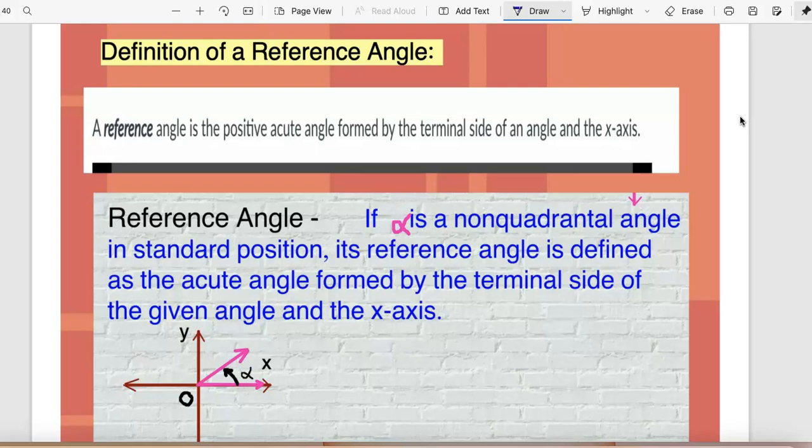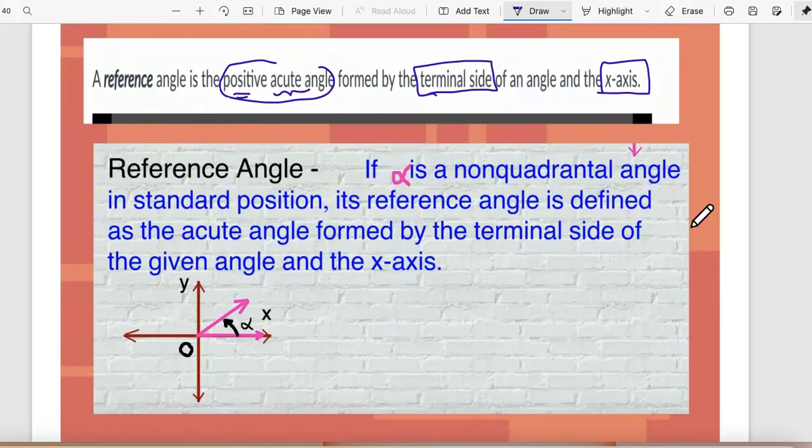So what is the definition of reference angle? A reference angle is the positive acute angle. Positive acute angle. What is an acute angle? Angles whose measure is less than 90 degrees. The word positive is also over here. A reference angle is the positive acute angle formed by the terminal side of an angle and the x-axis. These are our keywords: positive acute angle formed by the terminal side of an angle and the x-axis.